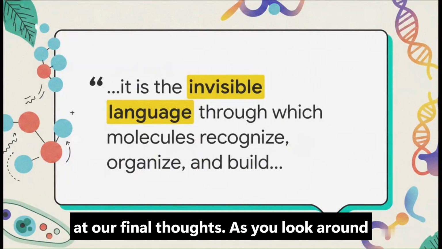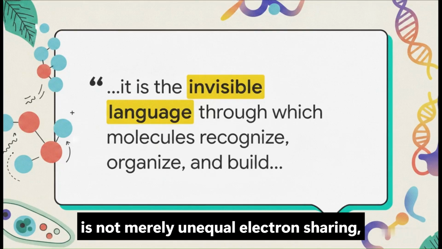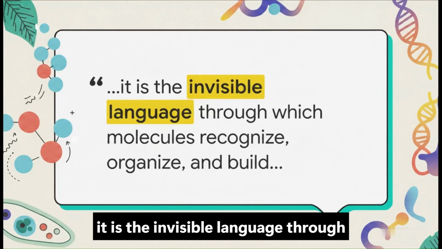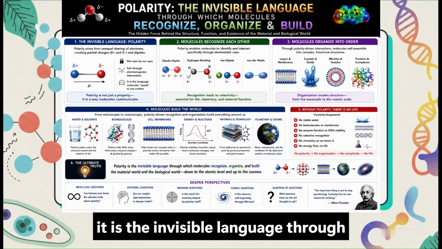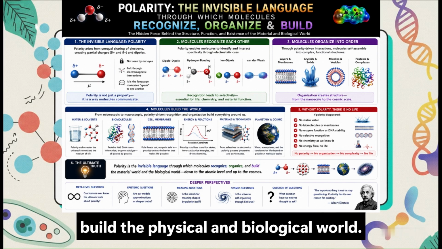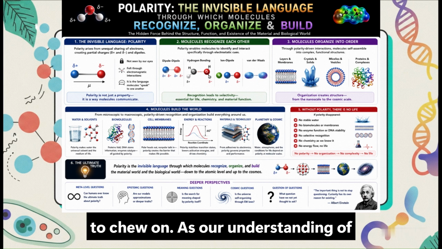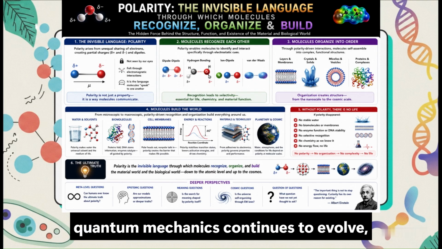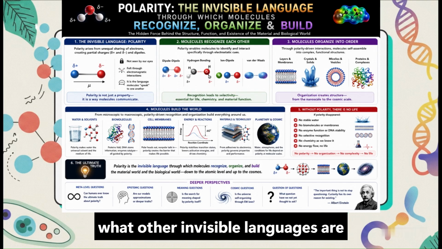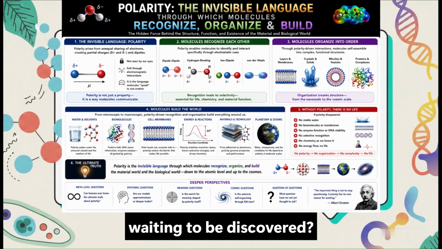And so we arrive at our final thoughts. As you look around your world today, remember this. Polarity is not merely unequal electron sharing, it is the invisible language through which molecules recognize, organize, and build the physical and biological world. Which leaves us with one final question to chew on. As our understanding of quantum mechanics continues to evolve, what other invisible languages are currently shaping our reality, just waiting to be discovered?